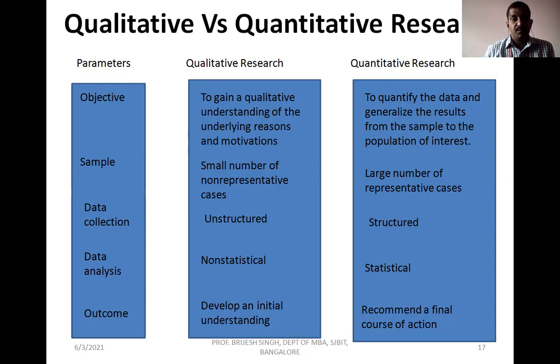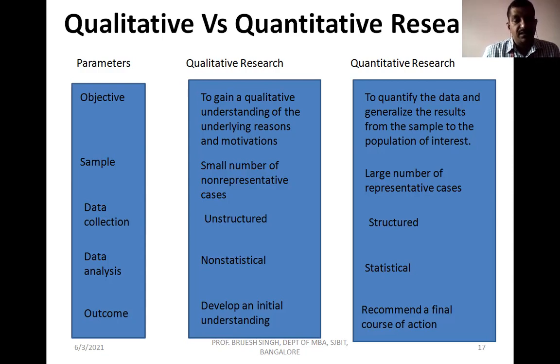And next we have the sample. In qualitative research, we use a smaller number of non-representative cases as the sample size. But in quantitative research, we use a large number of representative cases. In data collection, quite obviously in qualitative research it is unstructured, and in quantitative research it is structured in nature.